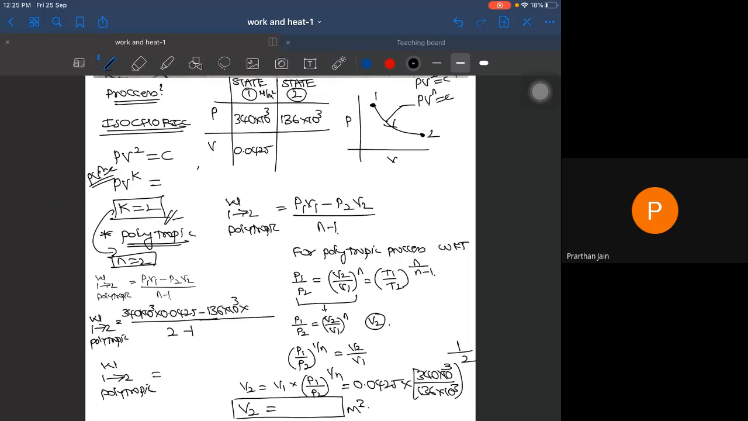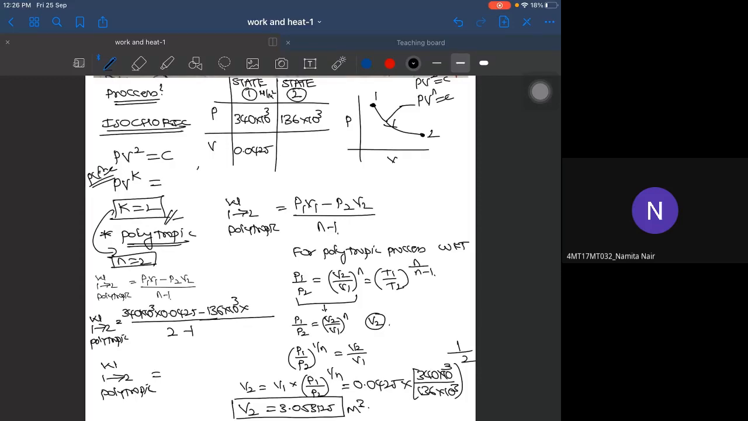Yes, what is the value of V2? Namita? Is it 0.053125? 3.05? 3125. Is this the value you are getting? Yes, sir. Into 10 to the power of minus something?